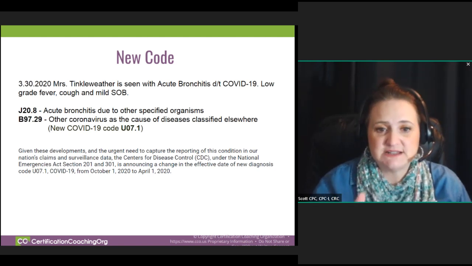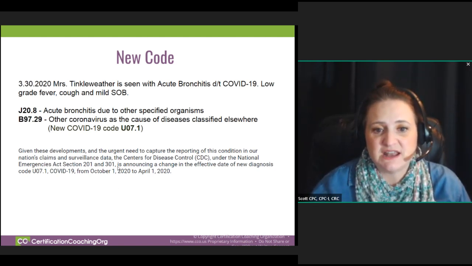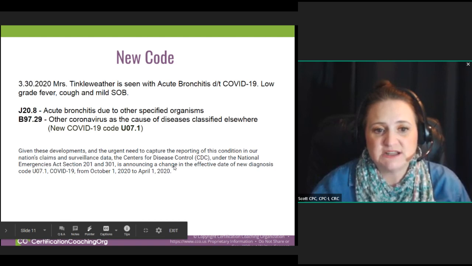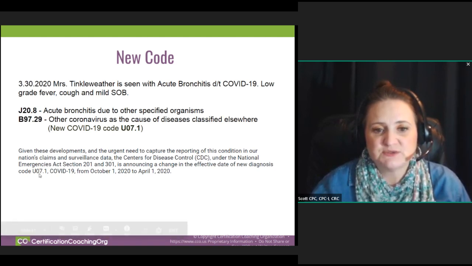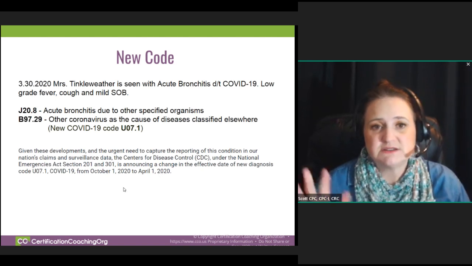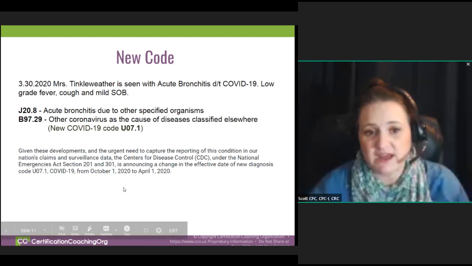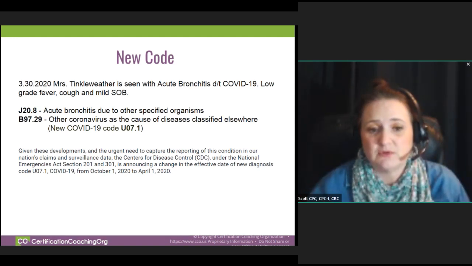That's why I added the CDC information. Notice that it's announcing a change in the effective date of new diagnosis code U07.1 COVID-19 from October 1st, 2020 to April 1st, 2020. Okay, so they're implementing it.